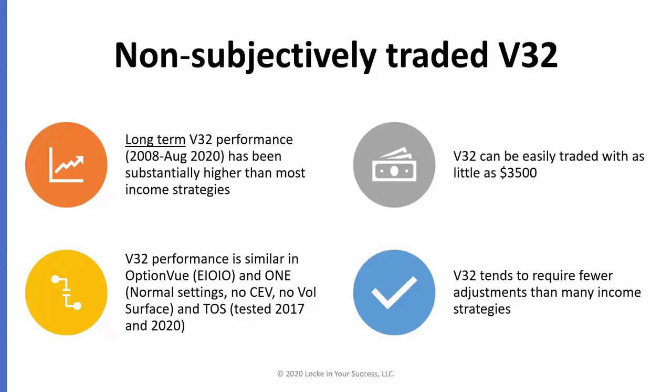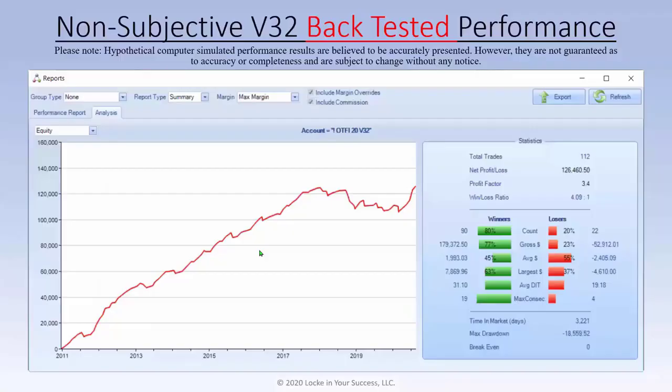We can trade this with as little as $3,500, and also it tends to require fewer adjustments than many of the income strategies you're going to see out there. Not fewer than all of them, but fewer than a lot of them. So this is what we get for the non-subjective version of V32 with our back-tested performance. Now, we did have a stall in late 2017, early 2018, early 2019, but you can see we're right back up on the horse again and moving again.